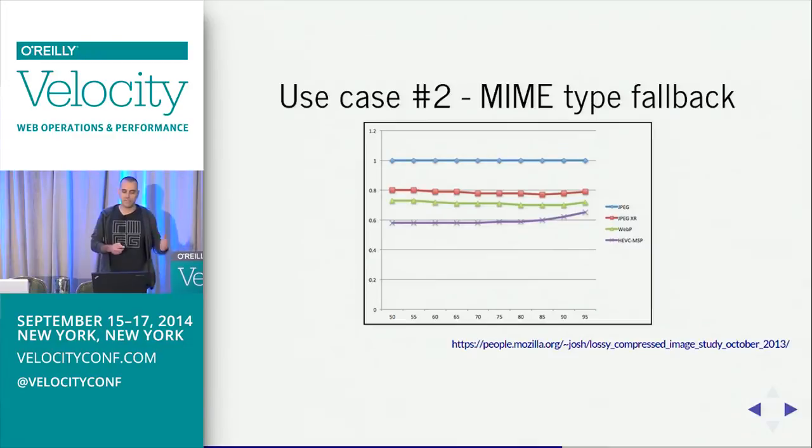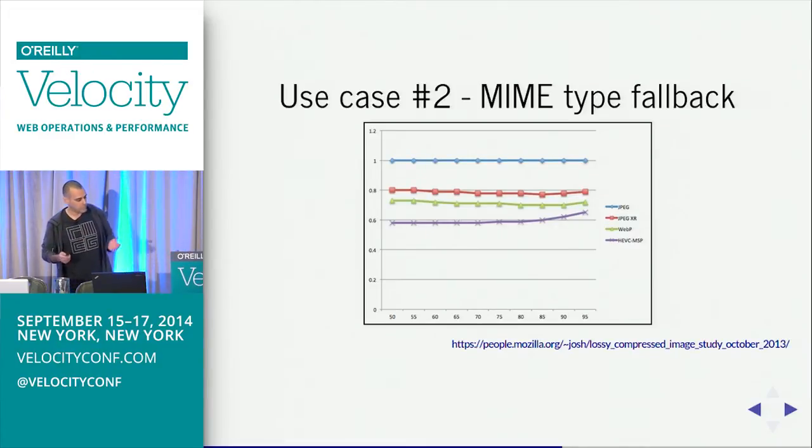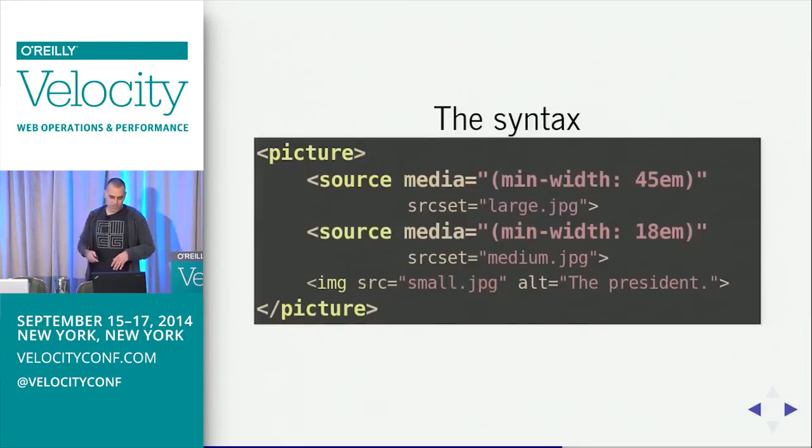So picture gives us that. It gives us the ability, even if we don't have the ability to set up server-side mechanisms, to set up content negotiation, we can still use the newer file formats, WebP and JPEG XR, assuming IE will implement picture, on our websites, even if we're hosting the images on GitHub and we have no control on the server side, for example. So just an overview of the syntax.